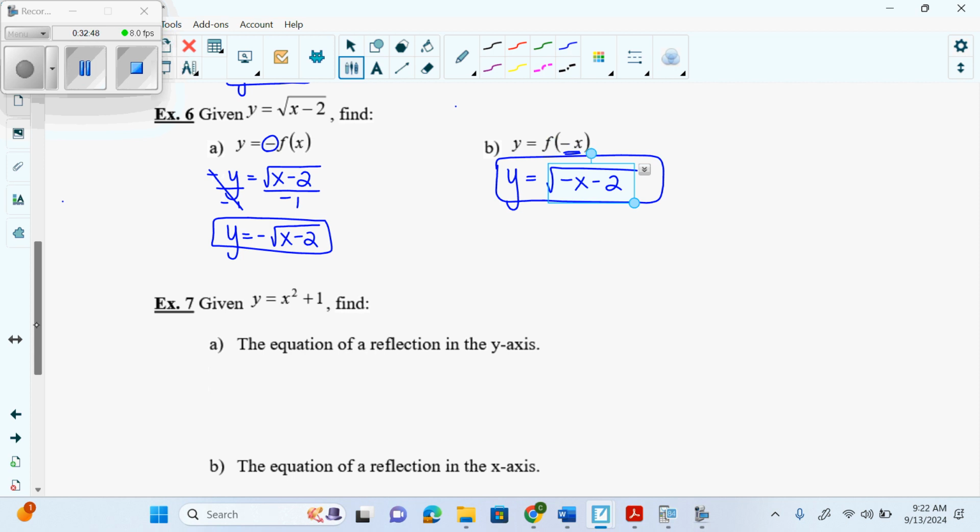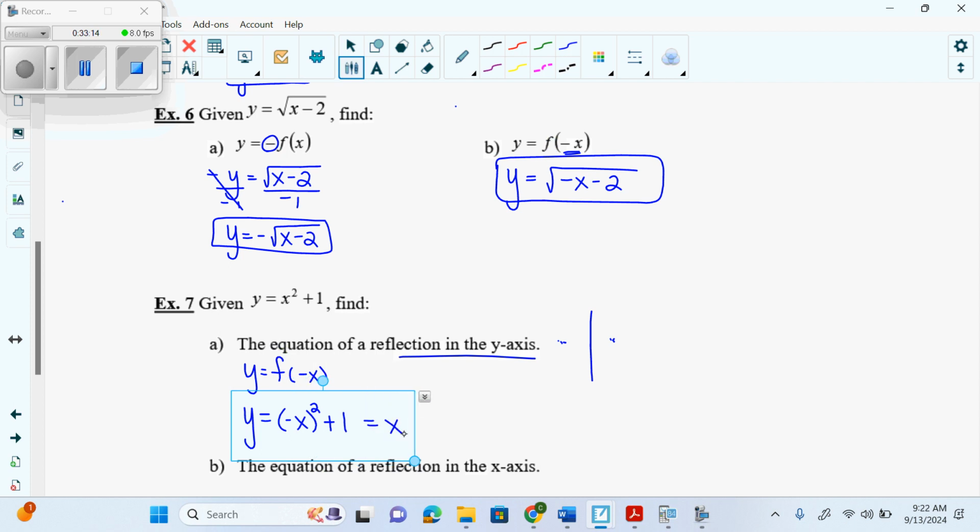Okay, this one we have a reflection in the y-axis. So to reflect in the y-axis, we have to do this, which means what's negated? The x's. I know that's the same as saying f of negative x, if you need to do that to help yourself out. But it's going to have to go into that equation. So we're going to get y equals negative x squared plus 1, which is actually x squared plus 1. It's the same equation. How is that even possible?